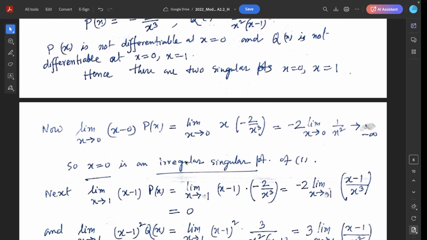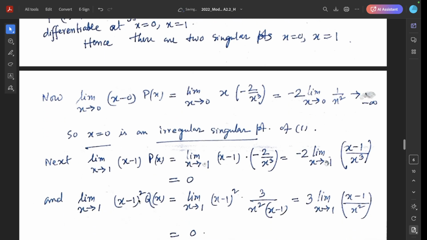Now to check whether x equal to 0 is a regular or irregular singular point: limit x tends to 0 of (x minus 0) p(x), so limit x tends to 0 of x times minus 2 by x cubed. We get this limit tends to minus infinity. So x equal to 0 is an irregular singular point of differential equation 1.